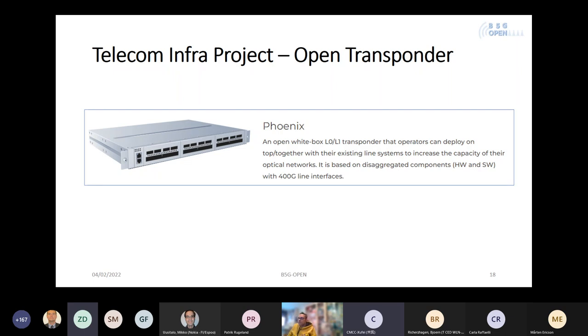For example, this is the Phoenix, an open white box transmission. These are transponders that we can deploy autonomously. It is fully disaggregated at 400G line interface. So this is one example of it.